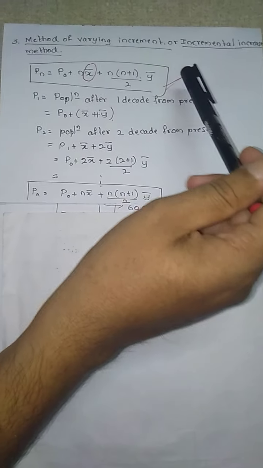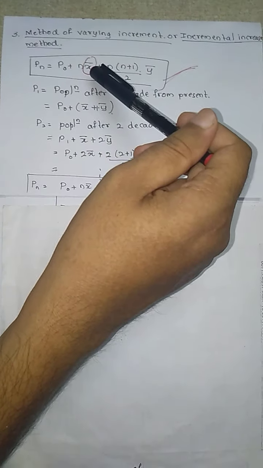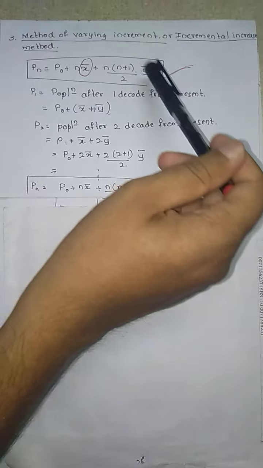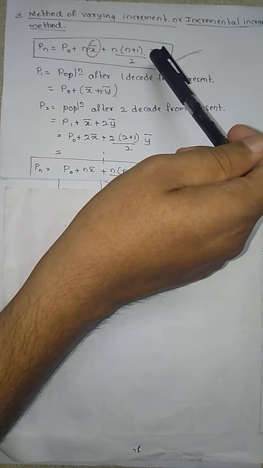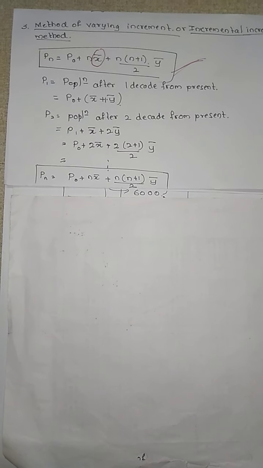Regarding y bar, x bar is clear to you, n is clear to you, P naught is clear to you. Regarding y bar, you will get more clarification when you solve the problem.